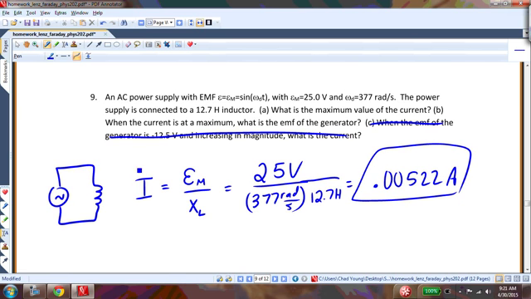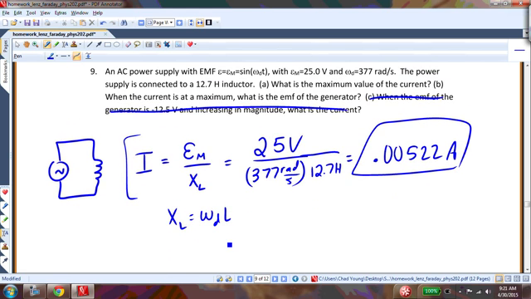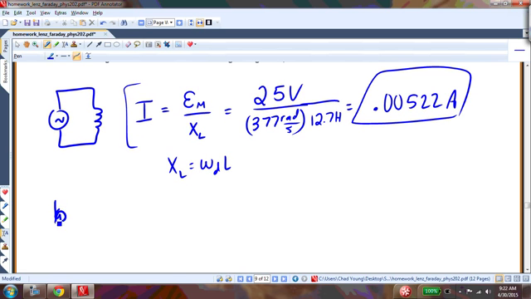And I just use this idea. I remember XL is equal to omega d L. Now, when the current is at a maximum, what is the EMF of the generator? Okay, well, this is a little more complicated. When the current is at its maximum value, that means that its derivative is 0.